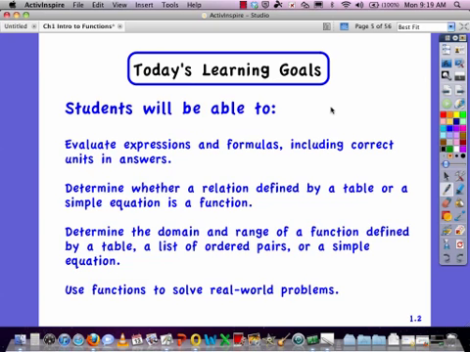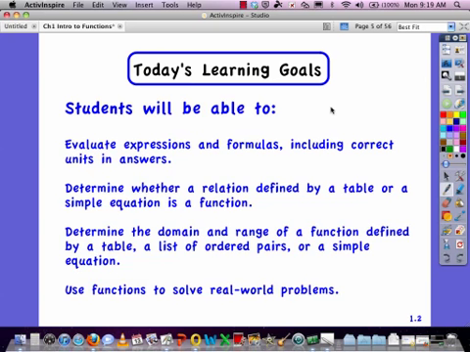Today's lesson comes from section 1-2, what is a function? Take a look. Our learning goals today are quite loaded. Evaluate expressions and formulas, including correct units and answers. Determine whether a relation defined by a table or a simple equation is a function. So we're going to find out what a function is.